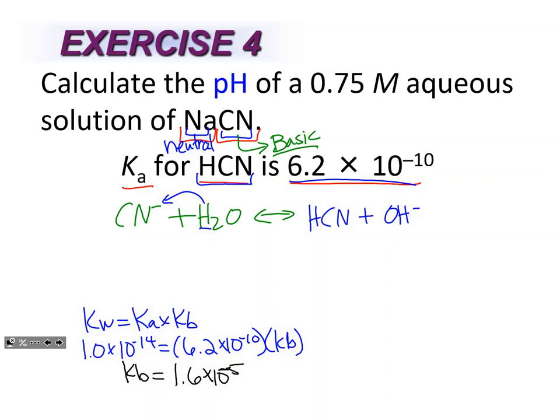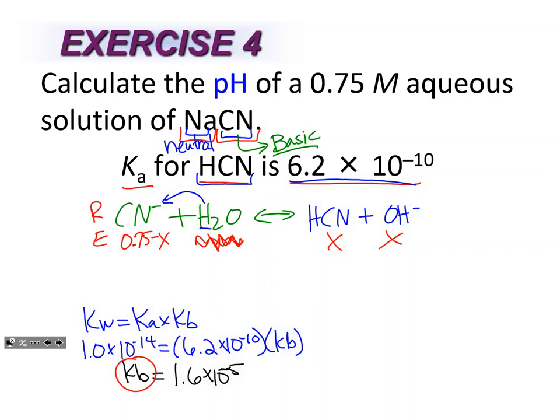Now we can just do the calculation because we know Kb. And we know our starting amount, 0.75 molar. We can kind of skip the rest of the RICE table, right? Because the water doesn't count. This is going to be x, this is going to be x, and this is going to be 0.75 minus x.